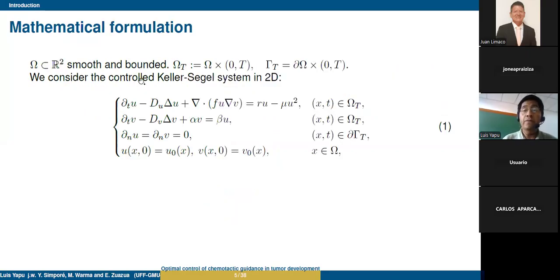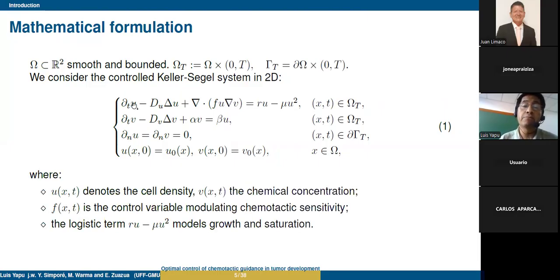The model, we work in 2 dimensions. Omega is a subset in 2 dimensions, and this is the model. V models the density of the chemical, and U models the density of the cells. The equation of V is a heat equation with a decay with rate alpha, but also the cells U cause the increase of V with this term, beta U. And now the equation for the density of cells has a diffusion term also.